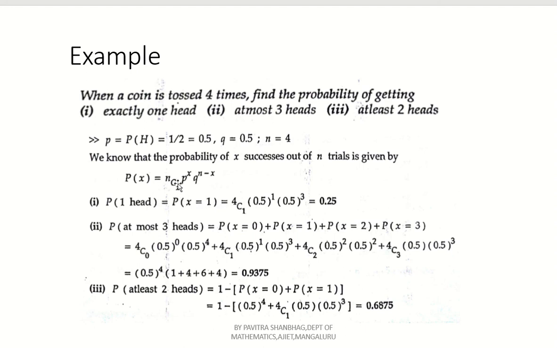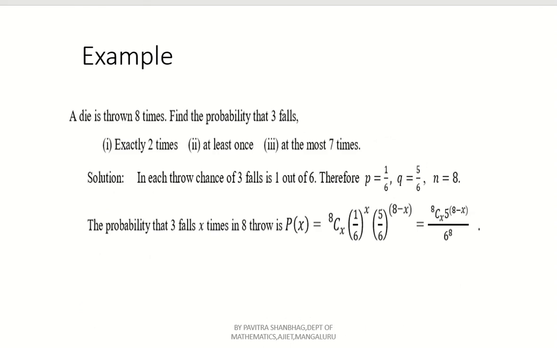So that is 1 minus, what is P of x equal to 0? That is 4C0, 0.5 power 0, 0.5 power 4 minus 0. That is, you will get 0.5 power 4. Similarly, P of x equal to 1 means 4C1, 0.5 power 1 into 0.5 power 4 minus 1, that is 0.5 power 3. If you simplify, you will get 0.6875.